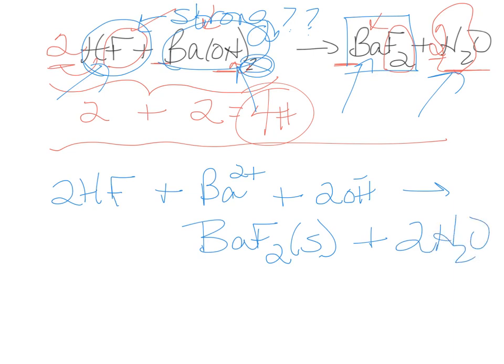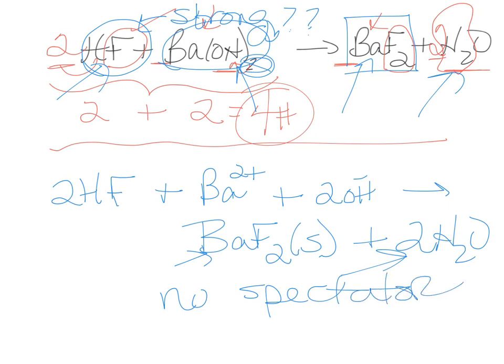So we don't have much of an ionic reaction here, do we? We've made a precipitate and we've made a covalently bonded compound. So there are actually no spectator ions in this, nothing to cancel out, and the total ionic equals the net ionic. That's kind of unusual. That won't happen real often.